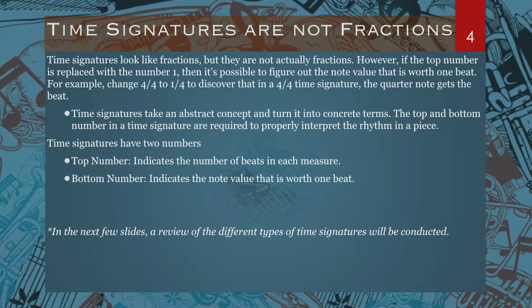Time signatures take an abstract concept and turn it into concrete terms. The top and bottom number in a time signature are required to properly interpret the rhythm in a piece. So time signatures have 2 numbers. Once again, the top number simply tells you how many beats are in each measure. The bottom number indicates the total value of each beat. So now we're going to review a few of the most common types of time signatures you're going to see.